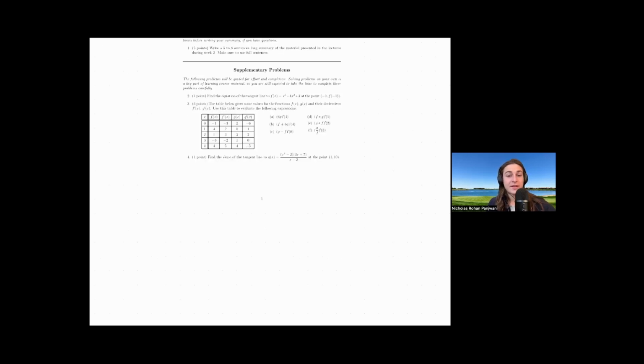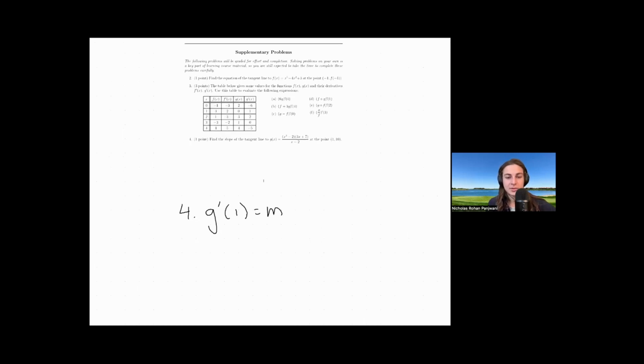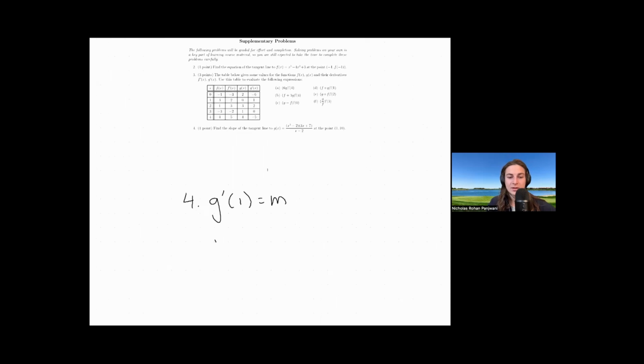Number 4, find the slope of the tangent line. They just want the slope, okay, to 2g of x at the point 1 comma 10. So really what we're looking for is g prime of 1. That is equal to the slope of the tangent line. That's it. They don't want the equation of the tangent line. Just stop there.